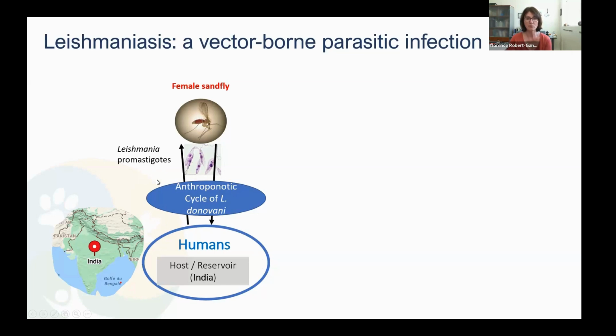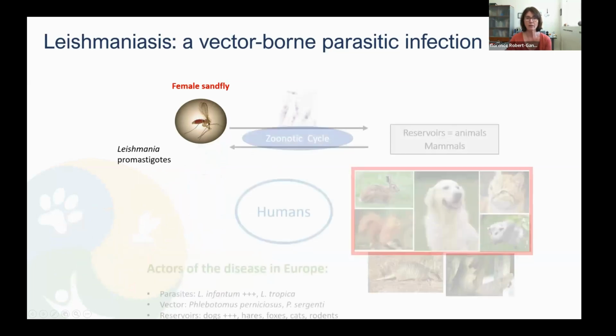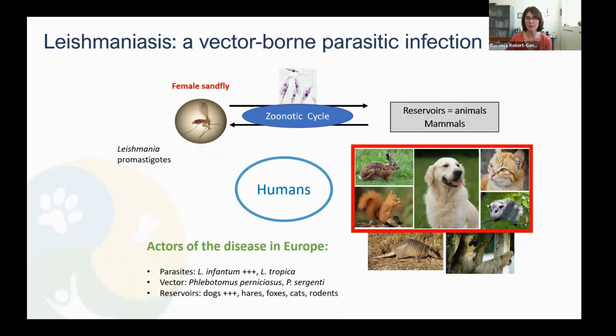So in that area, it is an anthroponotic disease, while in other areas of the world, it is a zoonotic disease, where humans are infected, of course, but many other mammals serve as a reservoir, and the reservoir can depend on the geographical area. In Europe, the dog is the main reservoir, but other mammals have also been identified during some peaks of epidemics, such as hares, foxes, cats, rodents. Rodents are very prevalent as reservoirs, for example, in the Mediterranean basin, and notably in northern Africa.